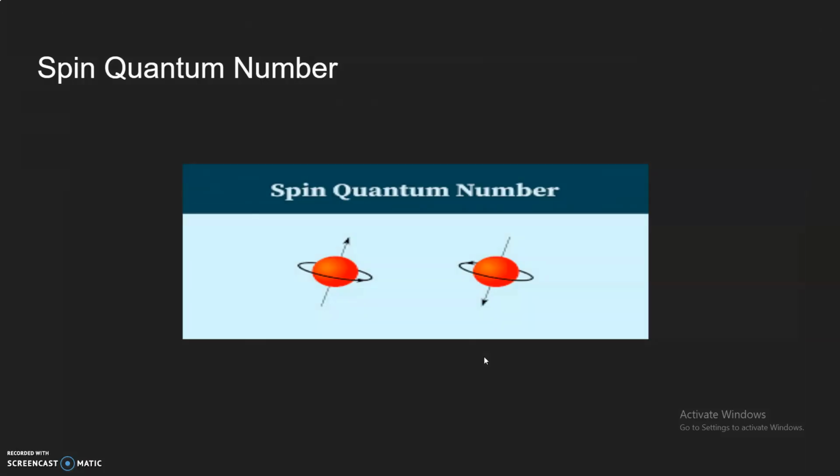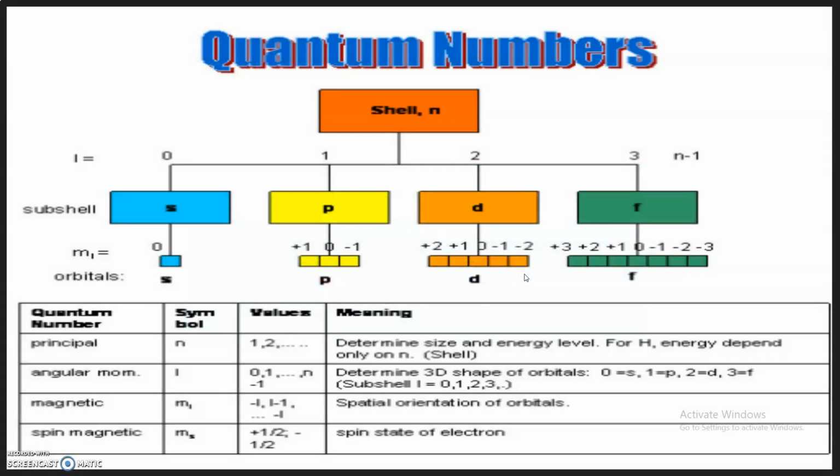Now you can see here, this is the spin quantum number and this is the axis of an electron, and when an external magnetic field is applied, it will start spinning in this direction. This is the clockwise direction and this is the anti-clockwise direction. So this will be positive spin, this will be negative spin. Now if you just want to conclude, or in a nutshell, if you want to see the quantum numbers, let's see this picture.